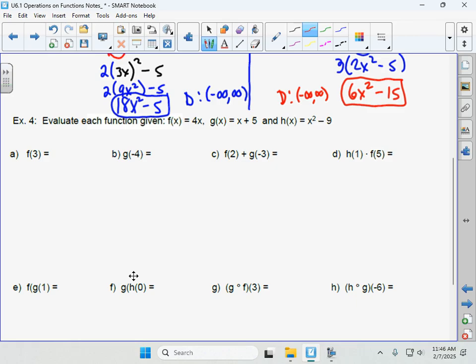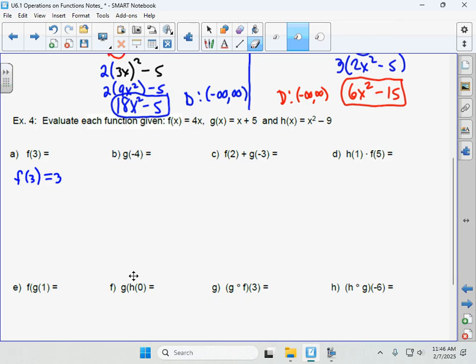We're going to look at the f function, and it's f of x equals 4x, and it wants you to find f of 3. So that means we're going to plug 3 in for x into the f function.